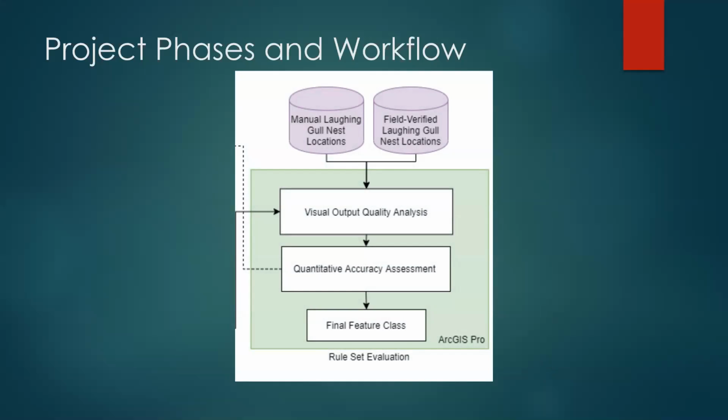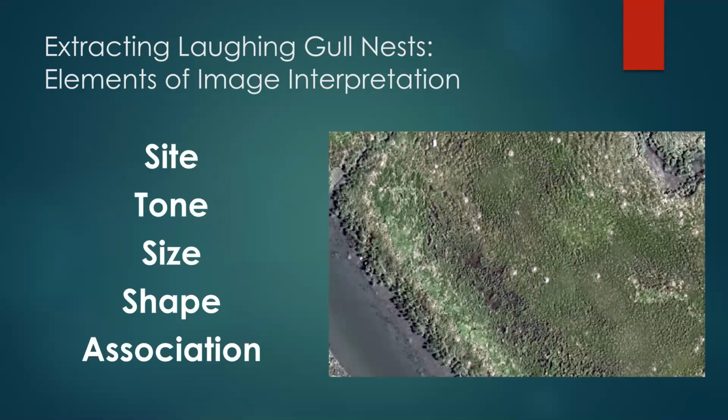The last stage was the rule set evaluation stage. This stage was again conducted in ArcGIS Pro, and the goal was to evaluate the success of our rule set through both a visual examination of the output using manually digitized and ground truth locations, as well as to create an error matrix using accuracy assessment points to quantitatively assess how well the rule set was performing.